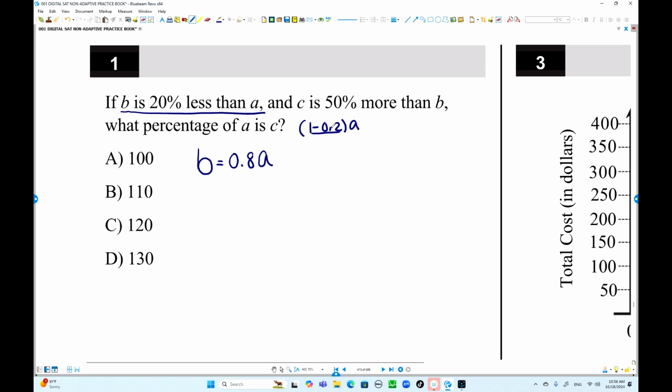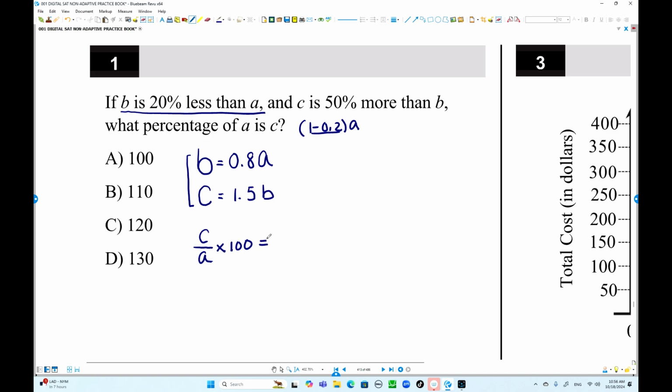C is 50% more than B. So C can be expressed as 1 plus 0.5, which is 1.5 B. This is a given. From the givens, we're going to find what percent of A is C. How does it look in algebraic form? C over A, right, times 100. That's when you find this value.